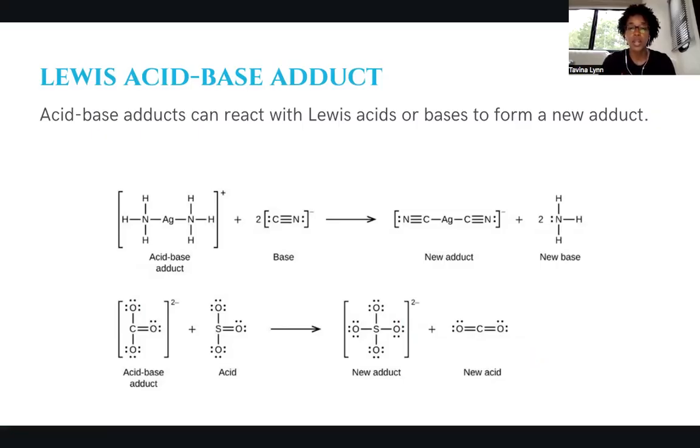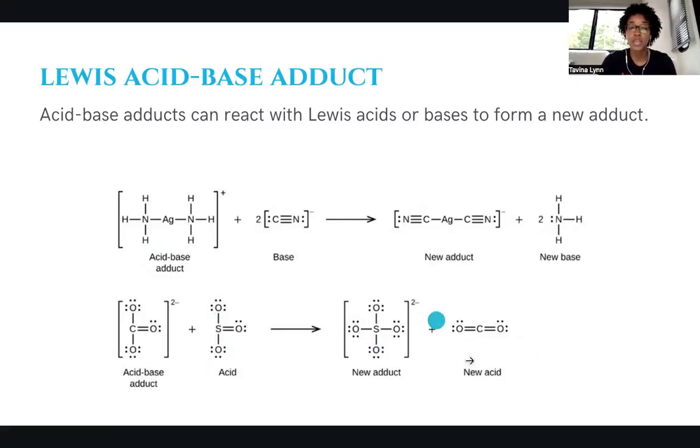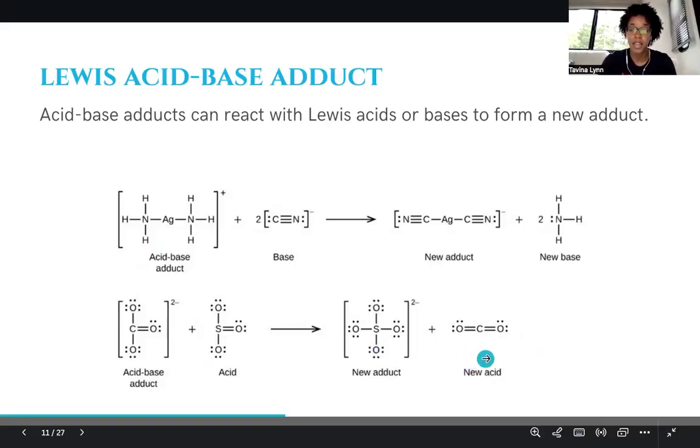So when an acid base adduct reacts with a base, it forms a new adduct and another base, right? Because it's just displacing the Lewis bases that were in the acid base adducts. When an acid base adduct behaves as a base, we end up forming a new adduct and a new acid.